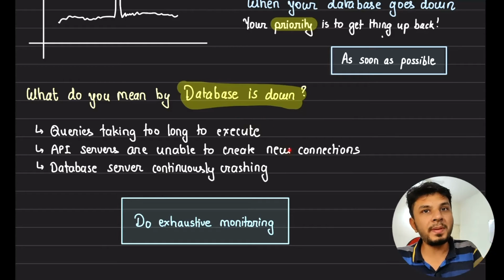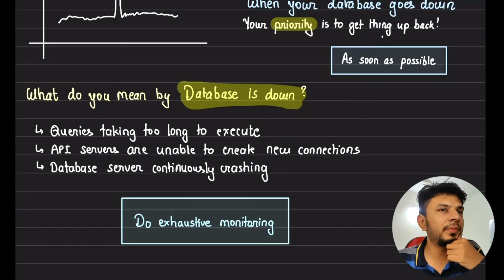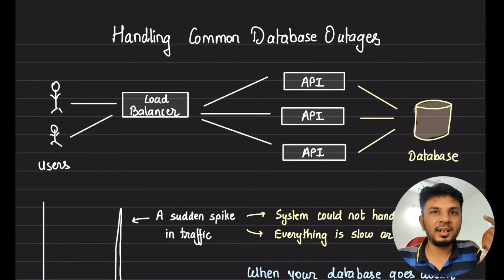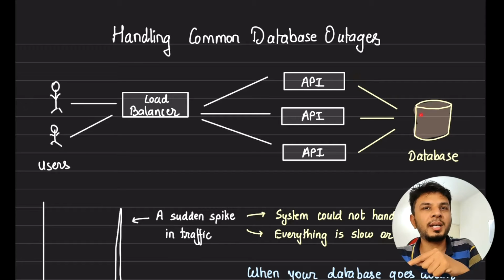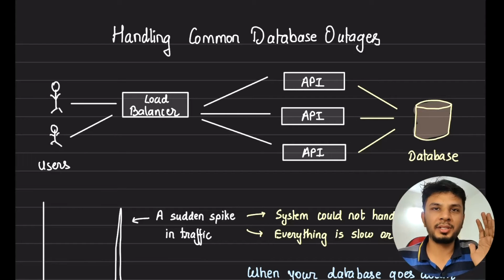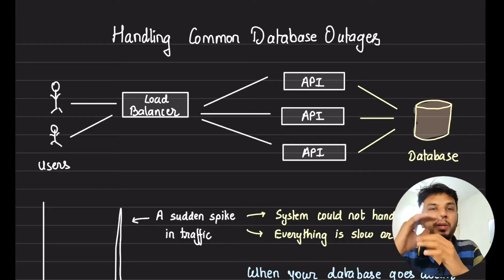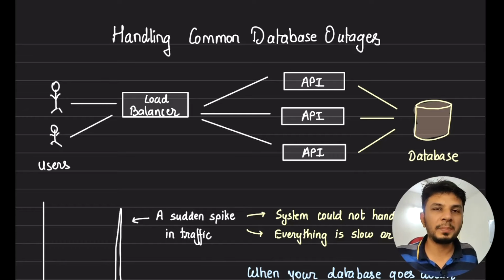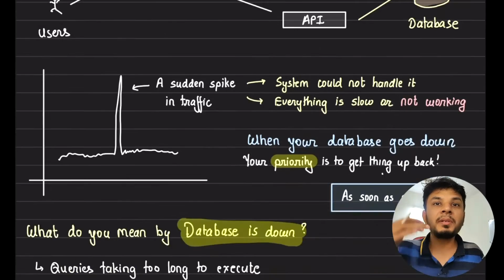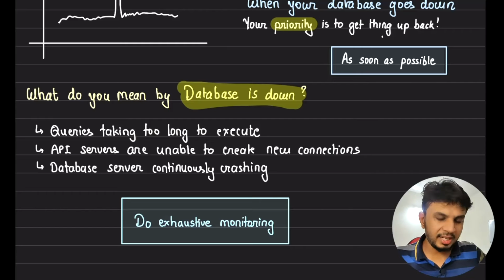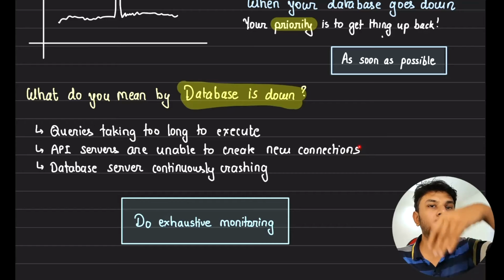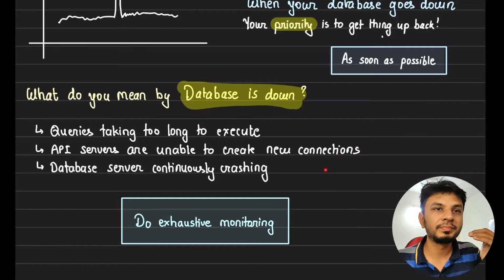Second, your API servers are not able to create new connections. When people say the database is down, it might also be that when your API server is trying to reach your database, it is not even accepting a new connection. Because hardware is limited, you can only accept a certain number of connections onto your database. If you receive more than that, your database will not even accept the connections. So that could also happen, that you have a large number of API servers and they are not able to even create new connections to your database.